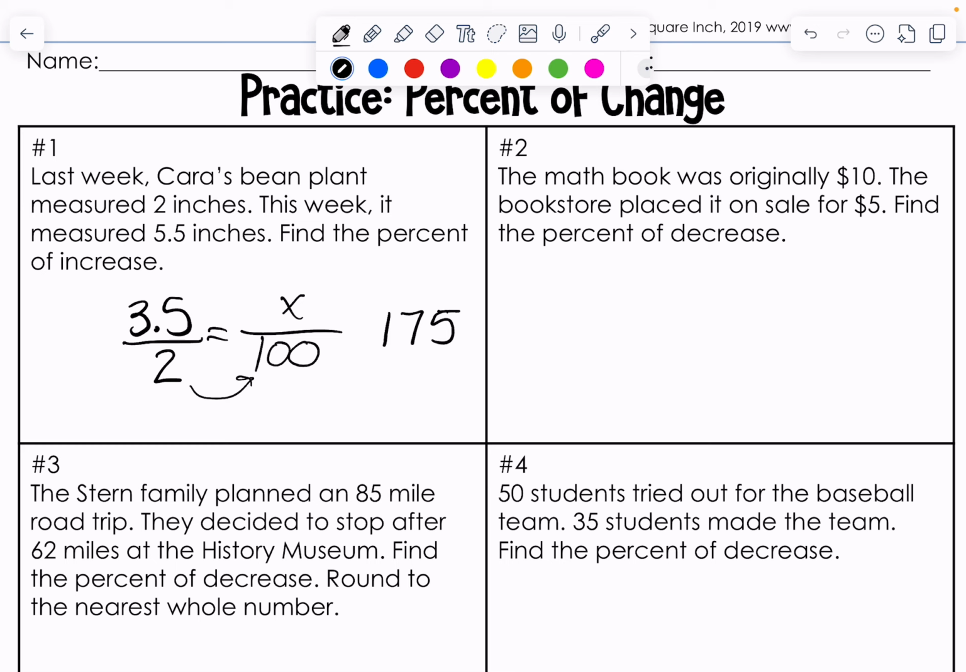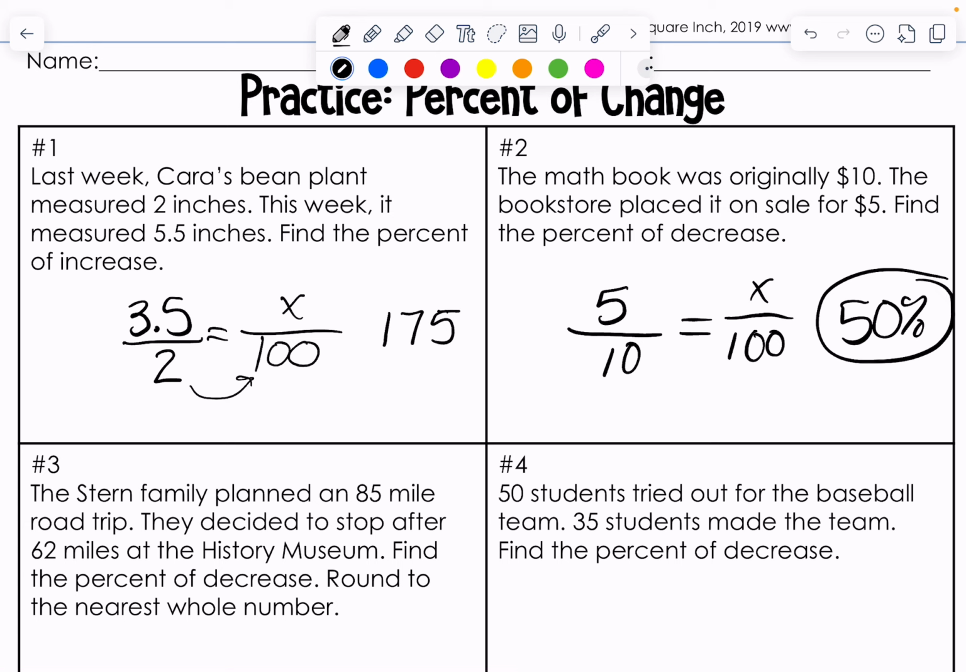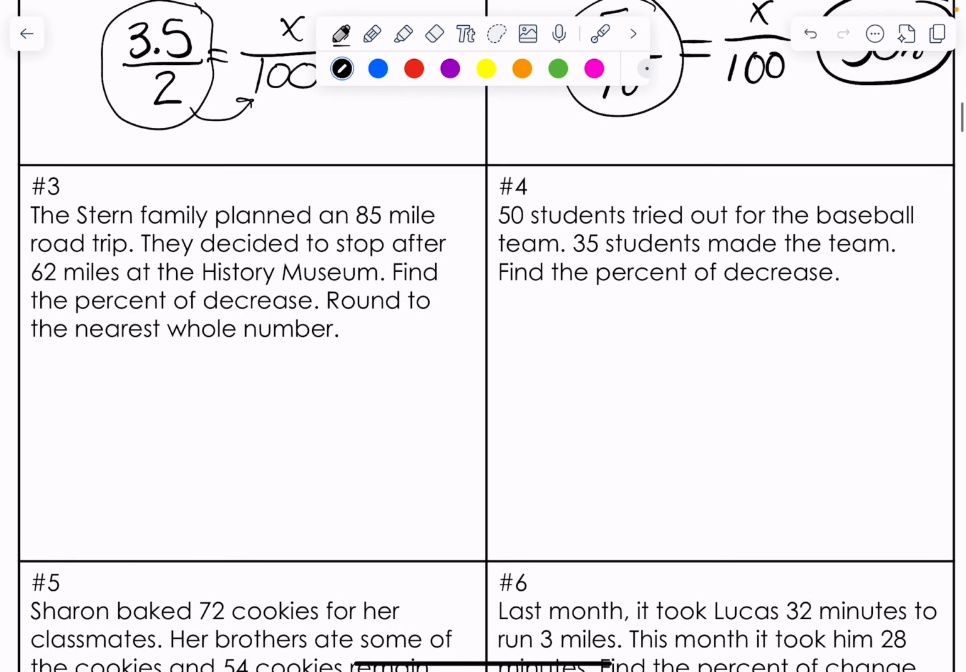The math book was originally $10. The bookstore placed it on sale for $5. Find the percent of decrease. We're solving for a percent, so we're solving for that number over 100. It was originally $10. And then the amount of change from 10 to 5 is 5. So we have 5/10, which is going to be 50%. So again, just keep in mind that this ratio over here is always the amount of change to the original number.